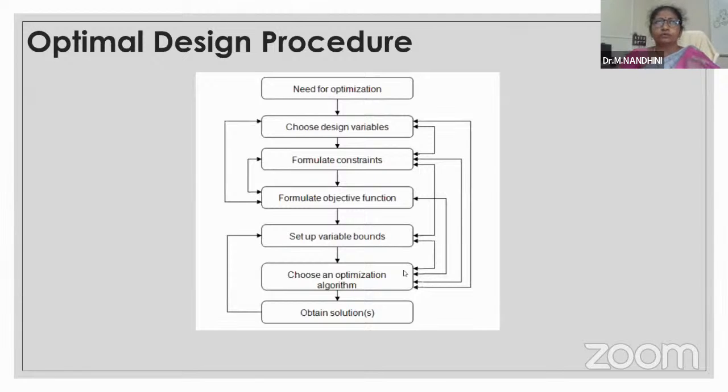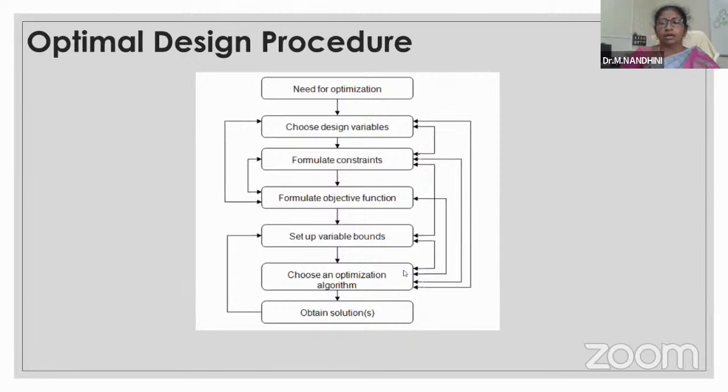So what is the purpose of doing this optimization? First of all, you have to identify the design variables. Let's see what all those are, one by one. In the first slide itself, I told you that design variables are decision variables. One other thing is the constraints, then the objective function. These three we had just referred to and seen in the optimization slide, and the variable boundaries are to be set up.